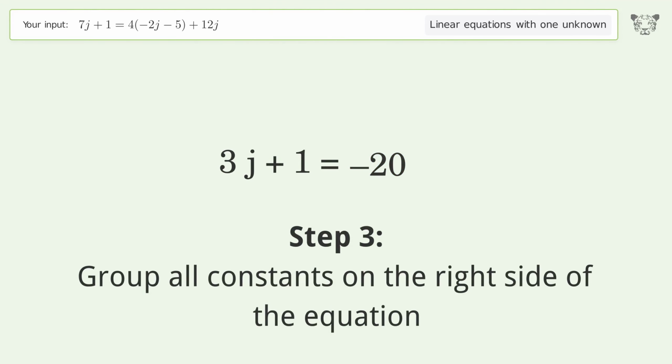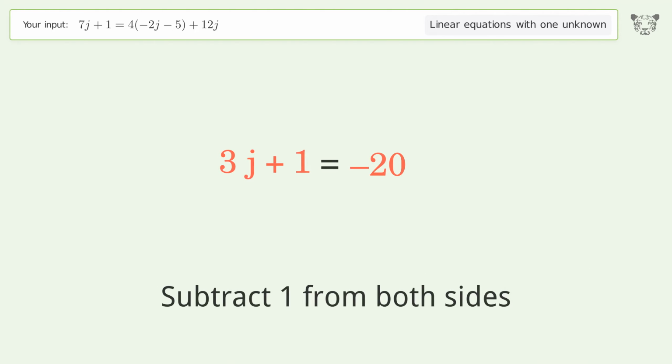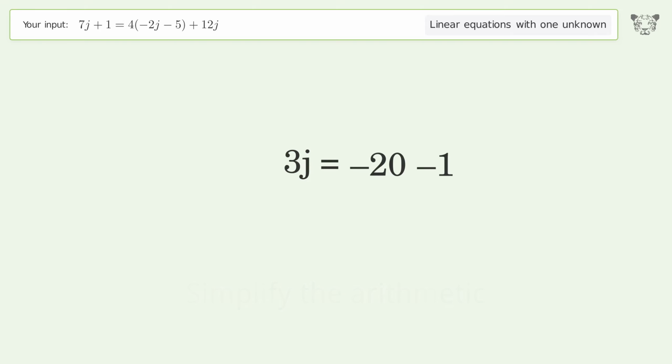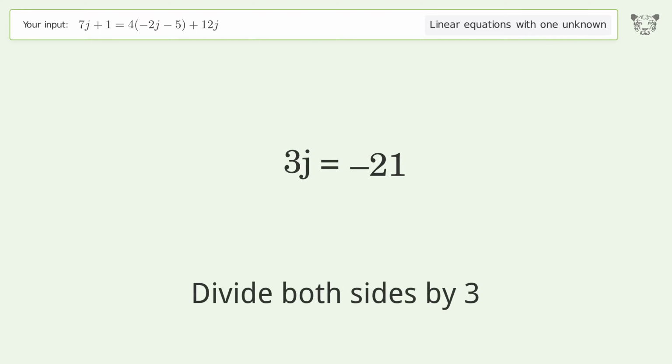Group all constants on the right side of the equation. Subtract 1 from both sides. Simplify the arithmetic. Isolate the j. Divide both sides by 3.